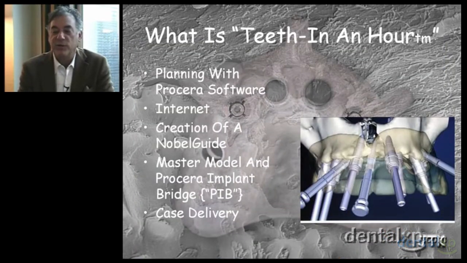The Teeth in an Hour utilizes the three-dimensional planning. We then send the final plan through the internet to a scanning and CAD-CAM site that takes our data into their computers, and CAD-CAM protocols are done which make a resin-based guide, and the guide sleeves are positioned which are in 3 diameters, a 4.3, 5, or 6. These will correspond to the final diameters of the various implants in the Nobel system.